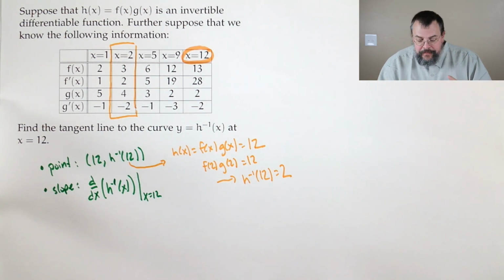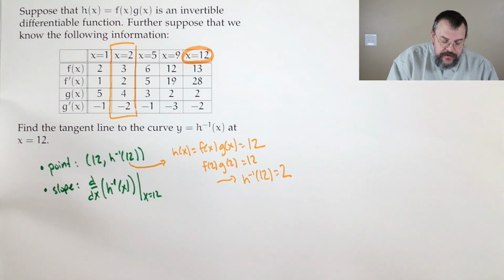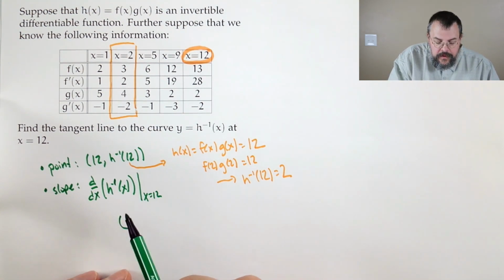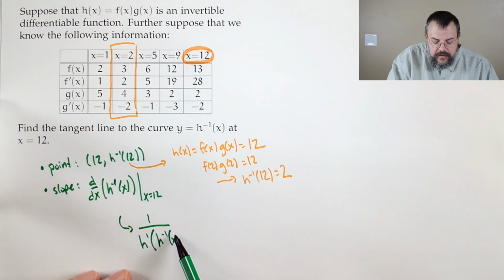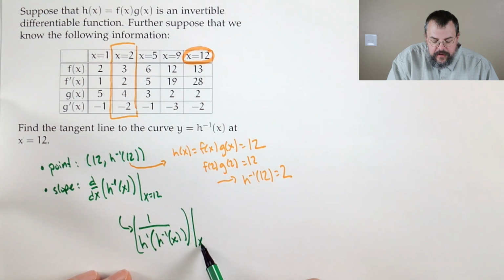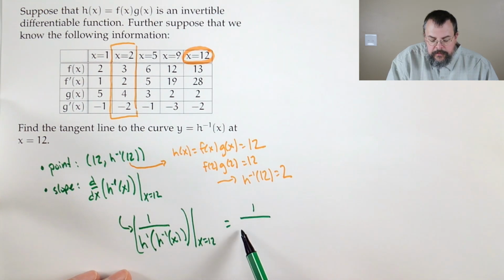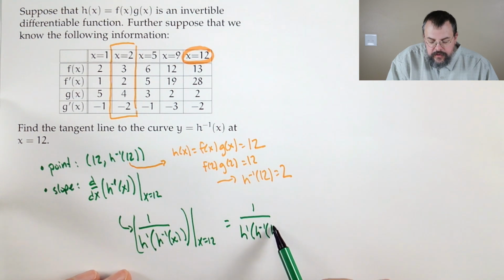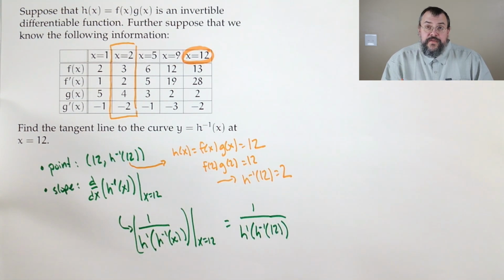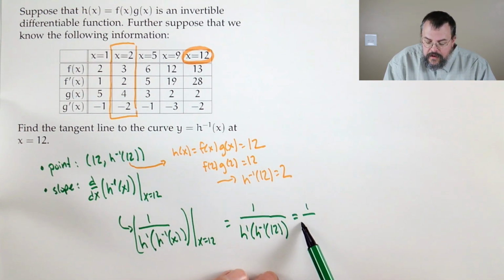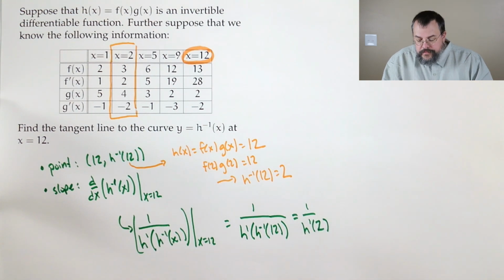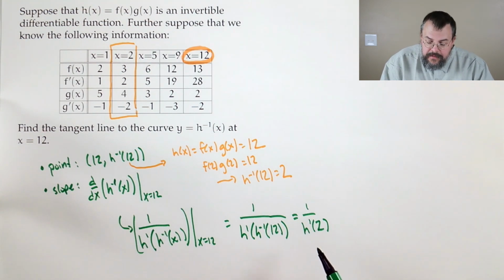Next up, our slope. According to the rules for derivatives, what would this be? Well, we would say it's 1 over h prime at h inverse of x, evaluated at x equals 12, which really means 1 over h prime of h inverse of 12. Now, because we did h inverse of 12 already, we know that h inverse of 12 equals 2, so this is 1 over h prime of 2. Okay, so now our next thing we need to do is figure out, what is h prime of 2?